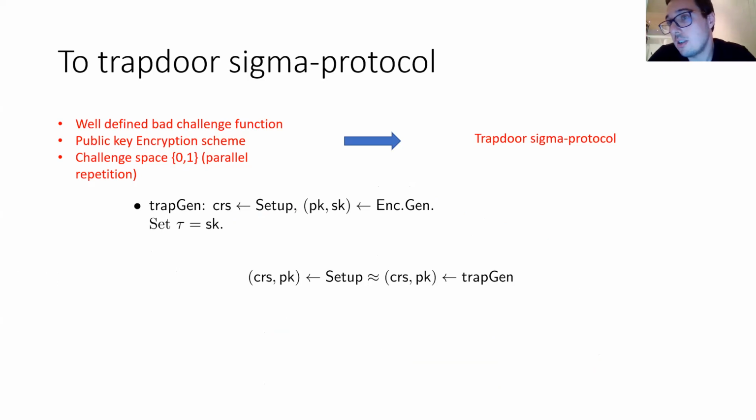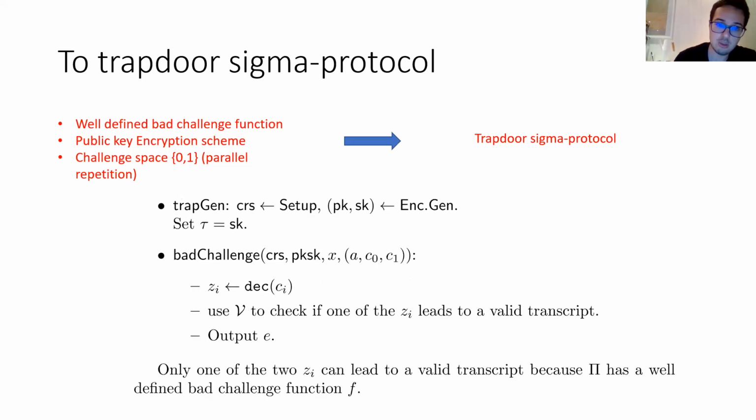The TrapGen algorithm is the same as the honest setup algorithm, except that it samples the corresponding secret key as the trapdoor, and the batch challenge algorithm uses this secret key to recover the two possible third messages zeta with 0 and zeta with 1 from the ciphertext. Then it uses the verifier algorithm to check if one of them leads to a valid transcript, and eventually outputs the challenge of the valid transcript.